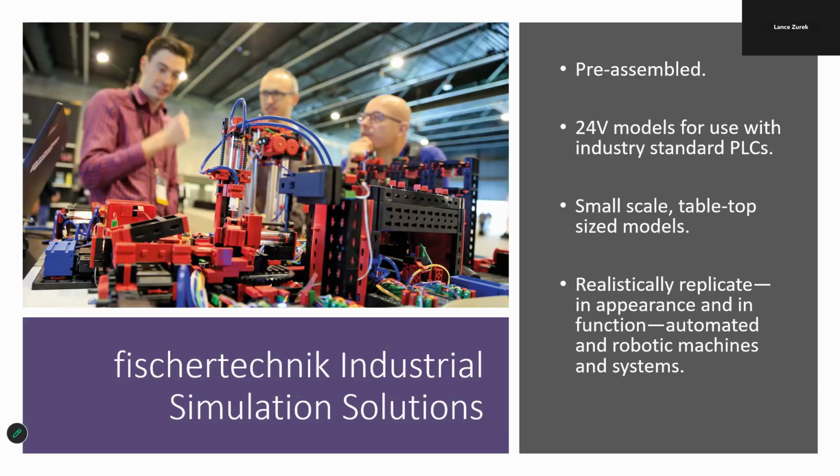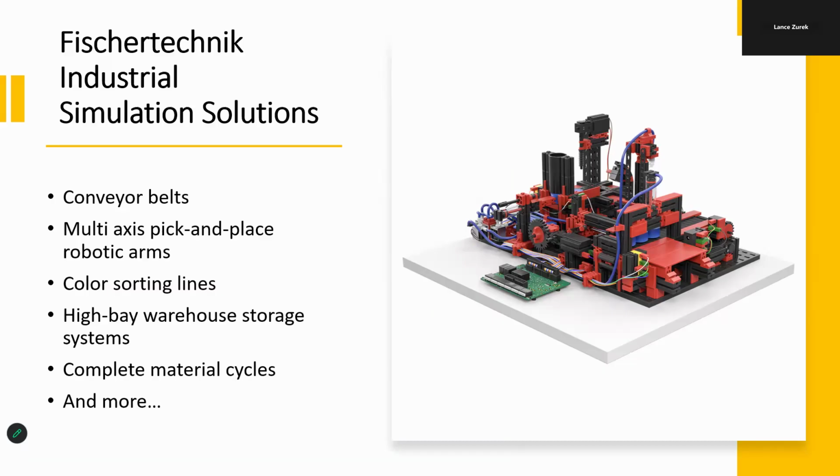The line of fischertechnik simulation solutions, which of course includes the model we're going to look at today, is something much different. Again, this line consists not of kits, but of pre-assembled small-scale models which are designed to replicate in appearance and function various automated robotic machines and systems. Models in the fischertechnik simulation line will include things like conveyor belts, multi-axis pick-and-place robotic arms, color sorting lines, or even high bay warehouse storage systems.